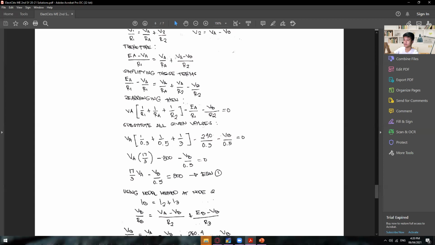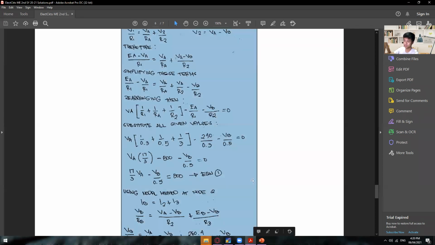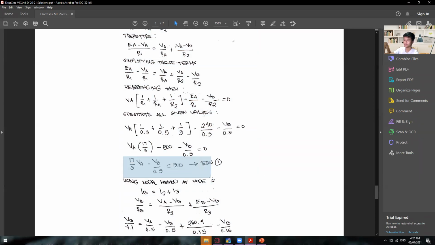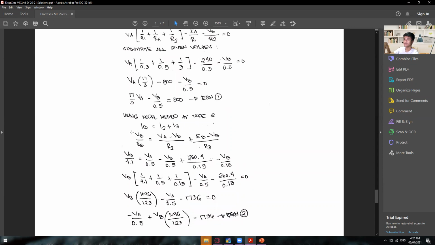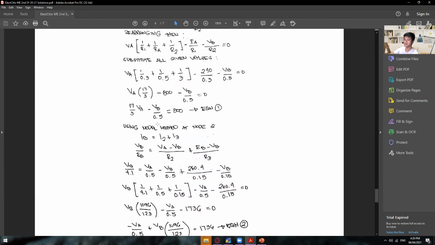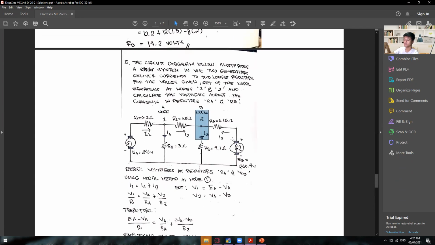And then from there, what did I do? All right, so I didn't do anything anymore. I've just arranged them into this kind of arrangement. So we have the VA right here, and then the VB right here, and then the third value is now on the other side, which is positive 800. And then using nodal method 2, again just apply KCL.